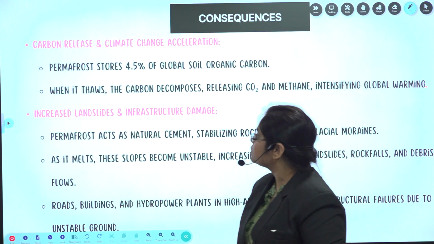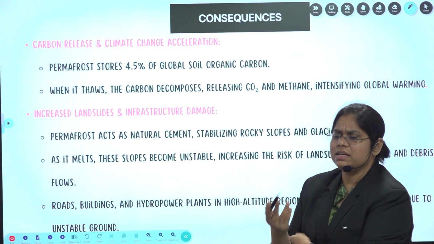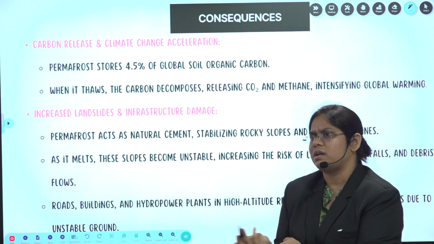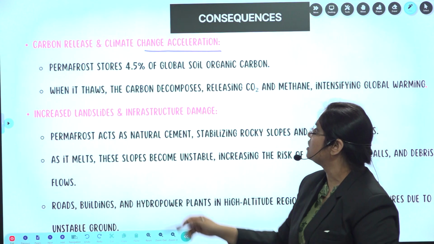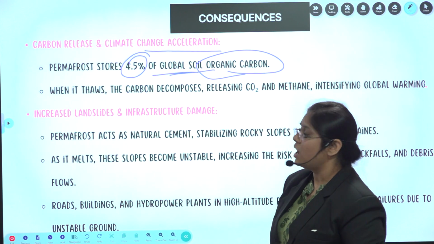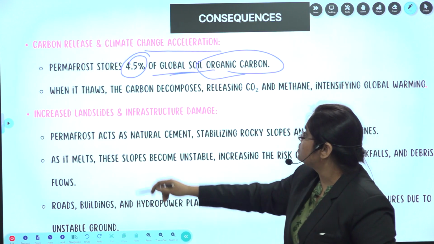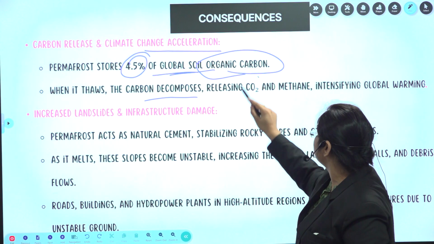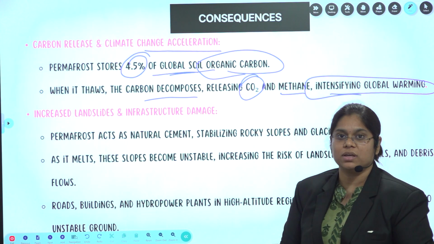Now, further, what are the consequences of this? As the greenhouse gases are released, what happens? Increase of temperature again. So, carbon release and climate change acceleration. Permafrost stores 4.5% of global soil organic carbon, and when it thaws, all this carbon will be released, right? So, when it thaws, the carbon decomposes, releasing CO2 and methane, intensifying global warming, right?